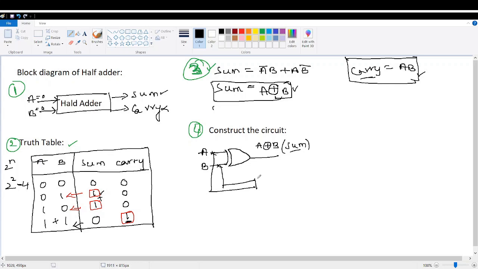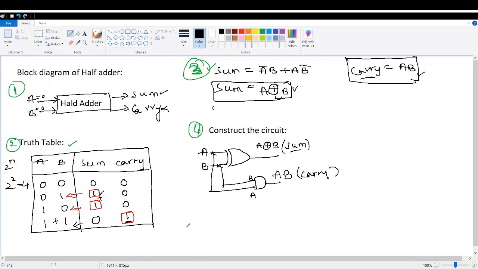And I will take one AND gate. This is my B, this is my A. So it will just do the AND operation of the inputs for me. So A and B. So what is this? This is my carry expression. Okay, done. We have constructed the half adder circuit using logic gates.